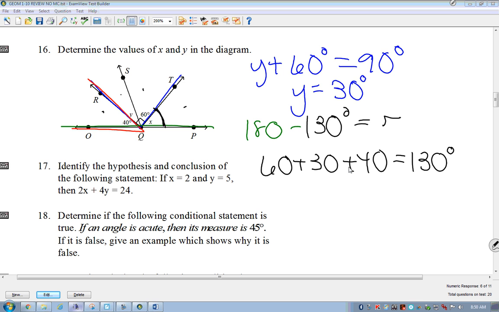All right, so what's left over is 50 degrees. 50 degrees goes right there. X equals 50 degrees. Okay, did we make that harder than it needed to be? Okay, maybe. All right.